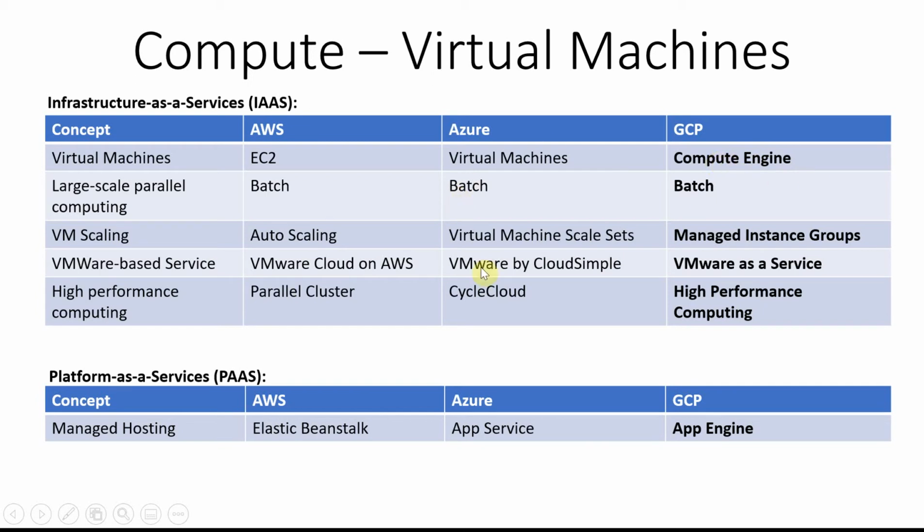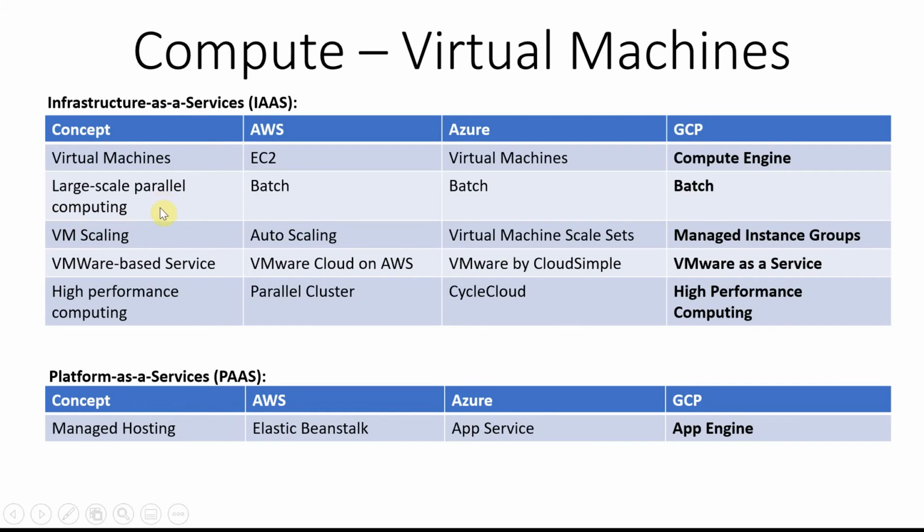This is all suitable for normal requirements, but if you're looking for parallel computing and large-scale computing, there is something called batch, and it's named the same in all three environments: AWS Batch, Azure Batch, GCP Batch. It generally gives you the parallel computing aspect.